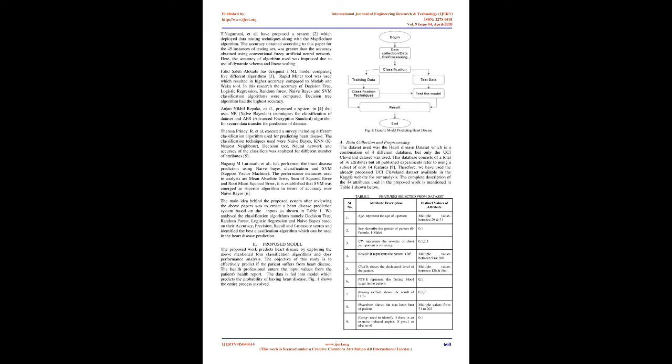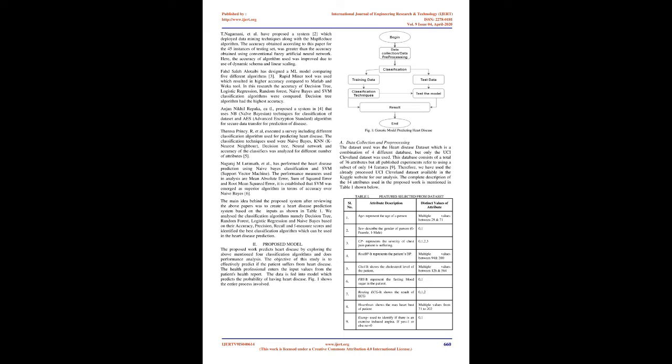Teresa Princey, R. et al., executed a survey including different classification algorithms used for predicting heart disease. The classification techniques used were naive Bayes, KNN, K-nearest neighbor, decision tree, neural network, and accuracy of the classifiers was analyzed for different number of attributes. 5. Nagraj M. Ludamath, et al., has performed the heart disease prediction using naive Bayes classification and SVM, support vector machine. The performance measures used in analysis are mean absolute error, sum of squared error and root mean squared error. It is established that SVM emerged as superior algorithm in terms of accuracy over naive Bayes 6.